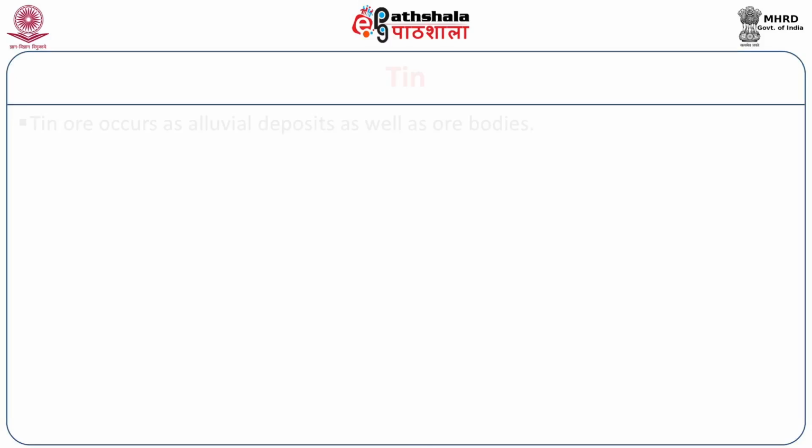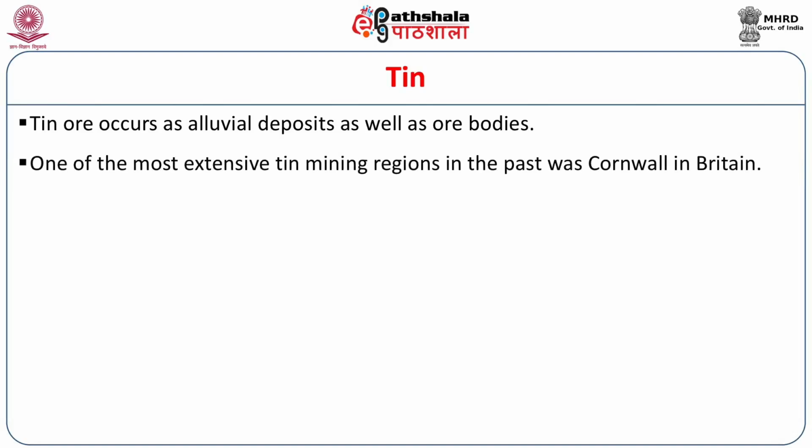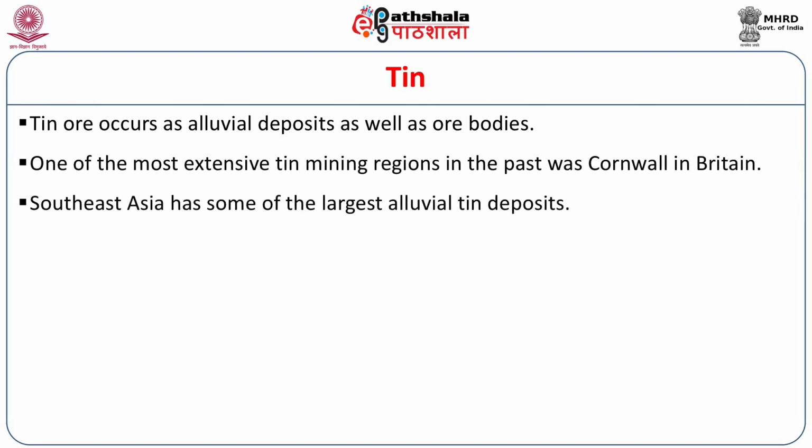Tin is another very important metal in antiquity, which was alloyed to copper to make bronze to typically harden the soft copper, and then it was used to make tools and weapons. Tin ore occurs also as alluvial deposits or stream deposits, and it also occurs as ore bodies. Some of the extensive regions which had tin mines include Cornwall in Britain, while Southeast Asia and Thailand also have very large alluvial tin deposits.